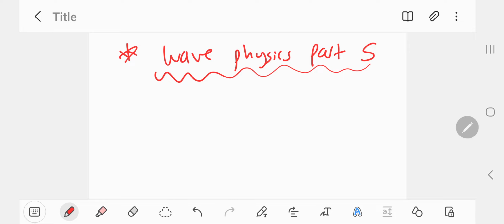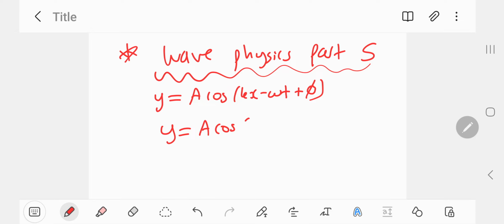So I left off with a simple representation of a wave, which looks something like this: y equals A cos(kx minus omega t plus phi). I'm just going to focus on this for now. Let's take out the phase constant. Let's suppose that the wave initially is at the origin, starts at the very beginning.